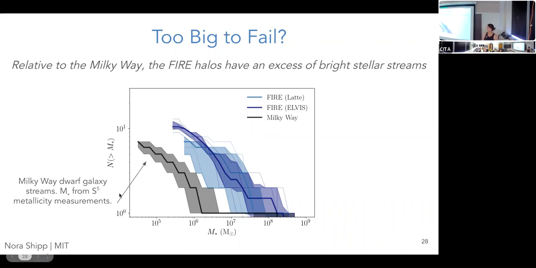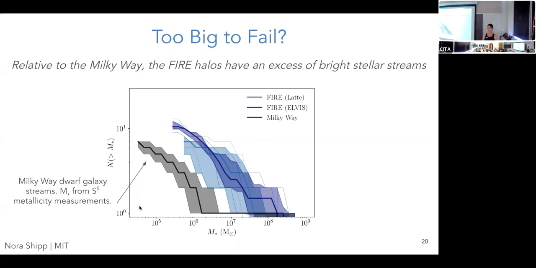Yeah, and I also want to mention that we are using stellar mass values here that come from the metallicity measurements from S5. So these are estimates of the total stellar mass of the progenitor and don't require that we've observed the full extent of each of these streams, because we don't necessarily know that we've observed the full length of the tidal tails.